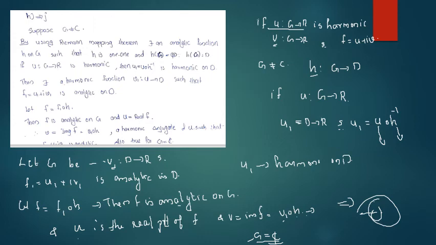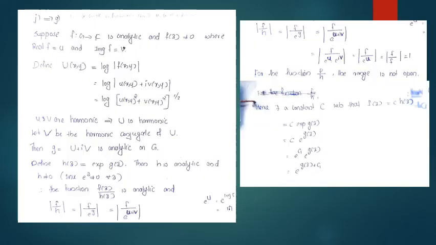So this follows the theorem. Now next we need to prove that J implies G. Now suppose f from G to C is analytic, f of z not equal to 0, where the real part of f equals u and the imaginary part of f equals v.